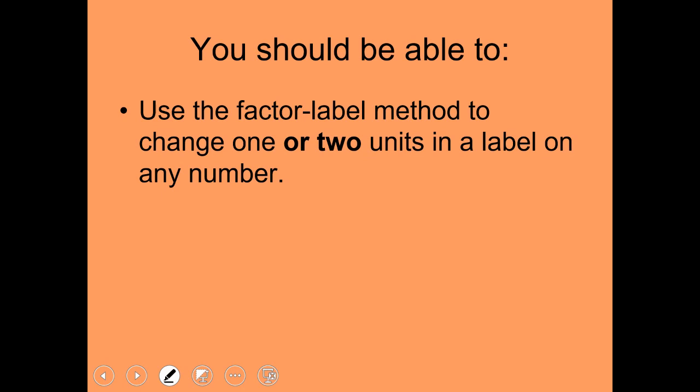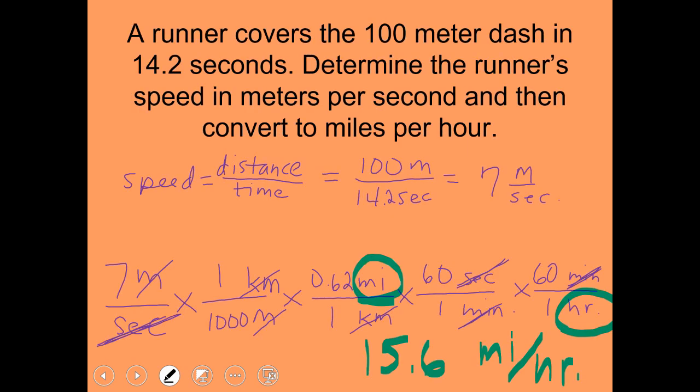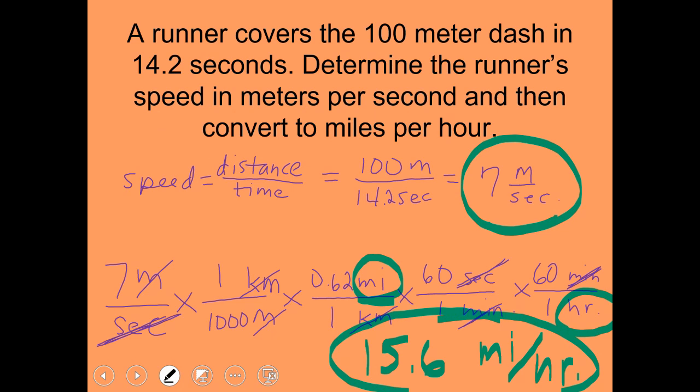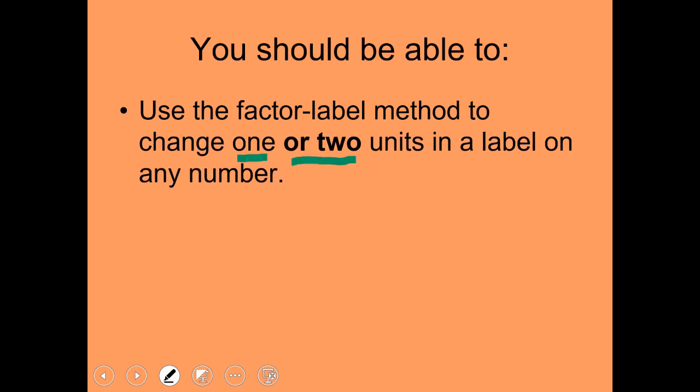You should be able to use numbers that are equal and set up factors to change 1 or even 2 units for any number and convert it into a new unit, a new label, but an equal quantity. Like 7 meters per second and 15.6 miles per hour, those are the same speed. They are just expressed in a different unit.